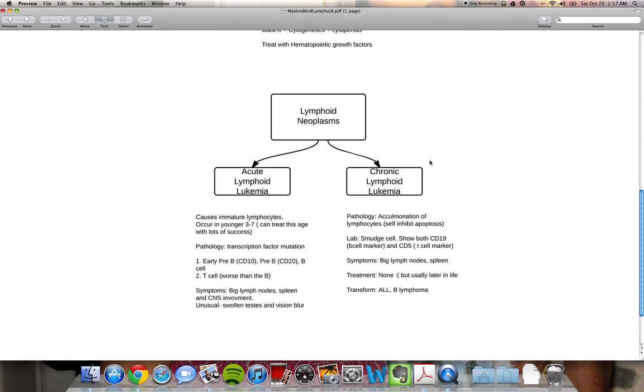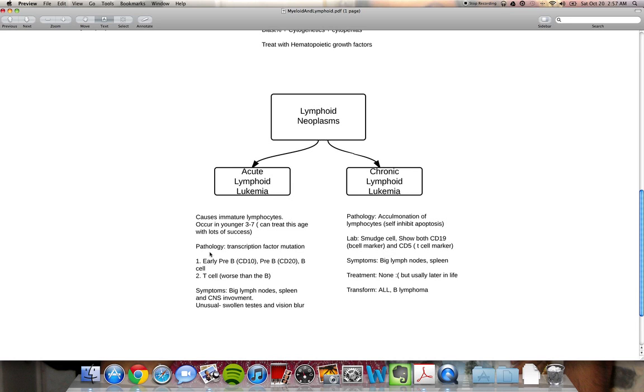So in the bone marrow, we're going to have a lot of immature lymphocytes. All right. Now this primarily hits kids under 15 years of age. And if we treat when they're between the ages of 3 and 7, we can actually treat with a lot of success. So that's a win for medicine. All right, and then the pathology is there is some problem with a transcription factor mutation, and it's just going to cause massive proliferation.